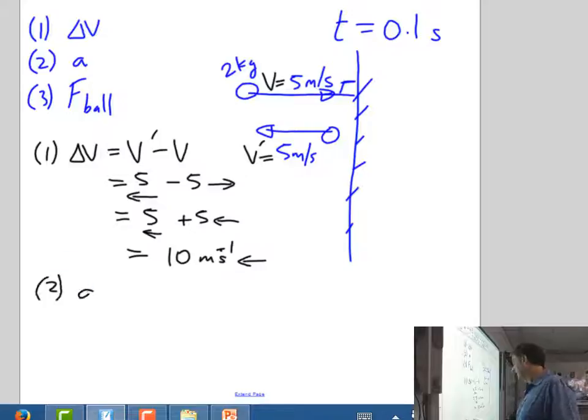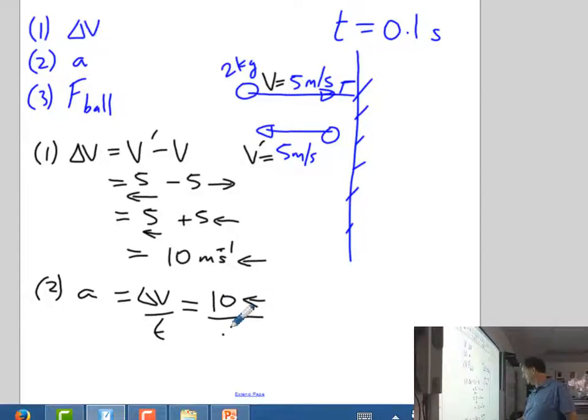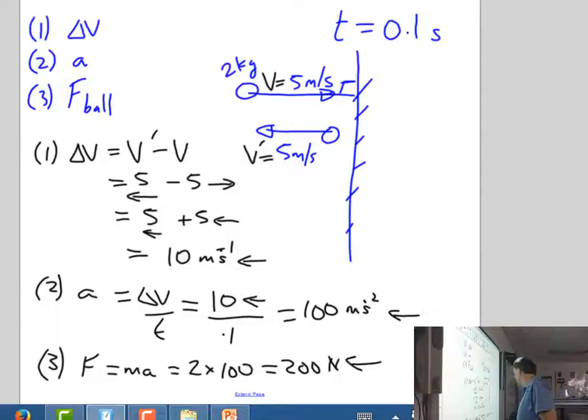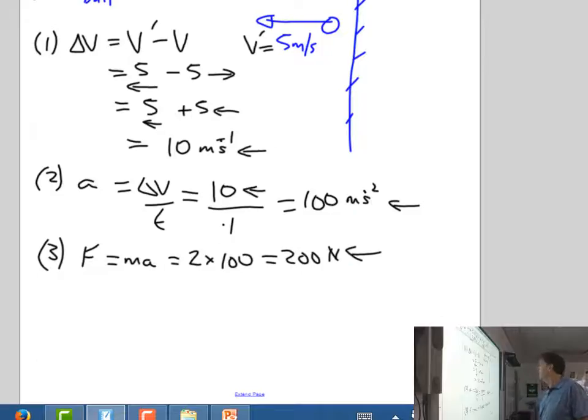Now the acceleration here is the rate of change in velocity. So if it's 10 meters a second to the left here, and it took a time of 0.1 seconds, that's going to give you 100 meters per second squared going to our left. Okay? So that's the acceleration. Now if you know the acceleration, you can use Newton's second law to work out the force, because F equals ma. There's a force acting that's caused that acceleration. Now we need to know the mass, it's 2 kilograms, and we've got an acceleration of 100, so you get 200 newtons going to the left on the ball due to the wall. Okay? So that's a fairly standard routine.